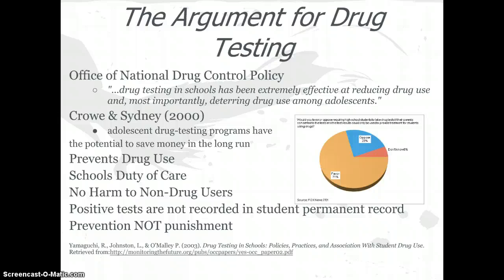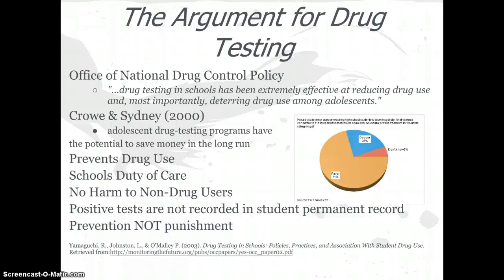Other arguments for drug testing students is that it prevents drug use in the long run. It's the school's duty of care, meaning they need to provide support to those who test positive and give them medical and psychological help if they need.